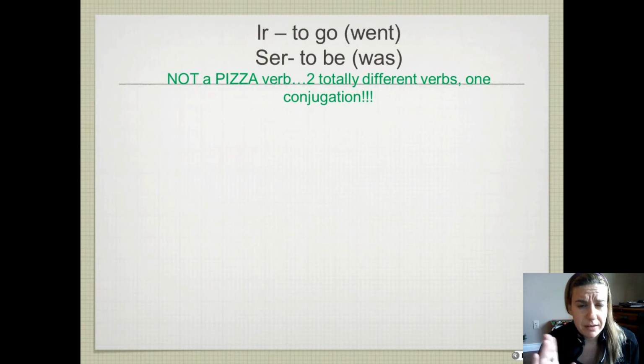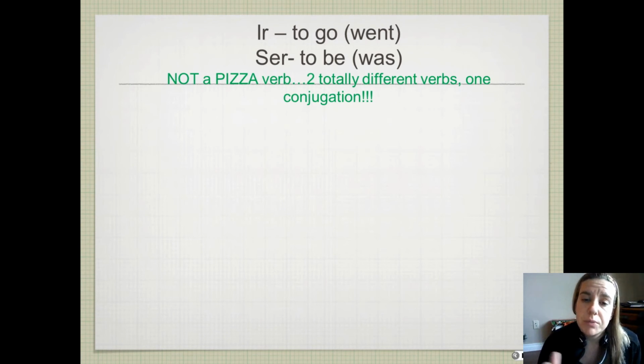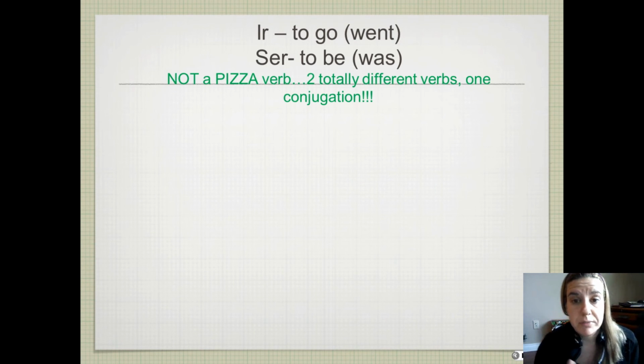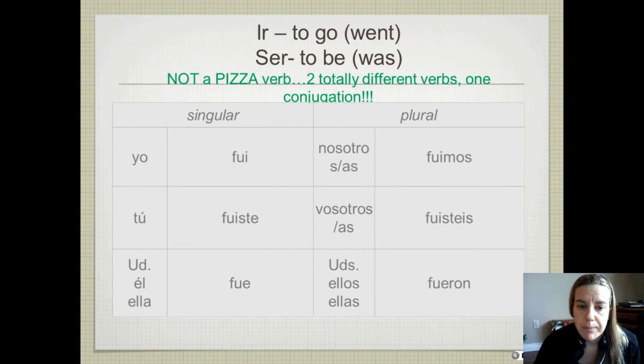Now here is something a little bit funky. The two verbs ir and ser mean two very different things. Ir means to go, and ser, as you know, means to be. In the past, to go is went, and to be is was. And these are not pizza verbs. Something even weirder: they both have the exact same conjugation in the past tense. So here's what it looks like: fui, fuiste, fue, fuimos, fuisteis, fueron.